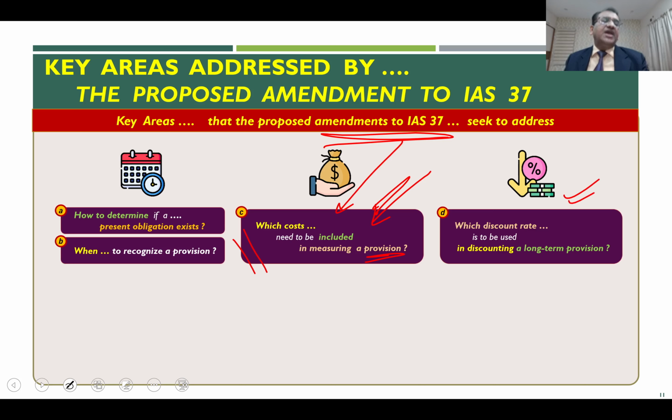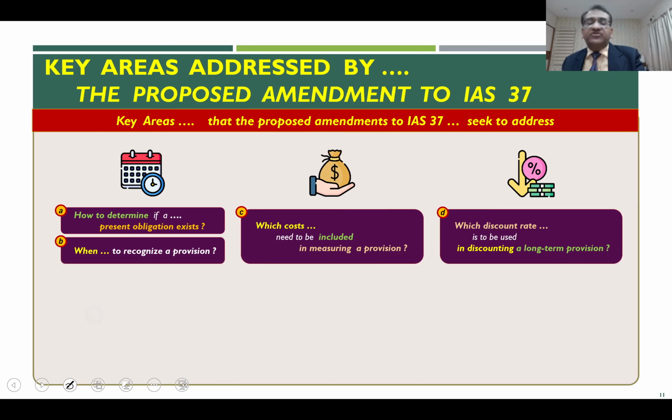The third category of the additional guidance which is sought to be given under the amended literature is which discount rate is to be used. Again, this is the problem statement which the stakeholders have raised: if I have a long-term provision, which discount rate should I be using? Should I use the risk-free rate? Should I use the risk-adjusted rate? Which discount rate should I be using? So the proposed targeted amendment to IAS 37 seeks to address these questions which were raised by the stakeholders.